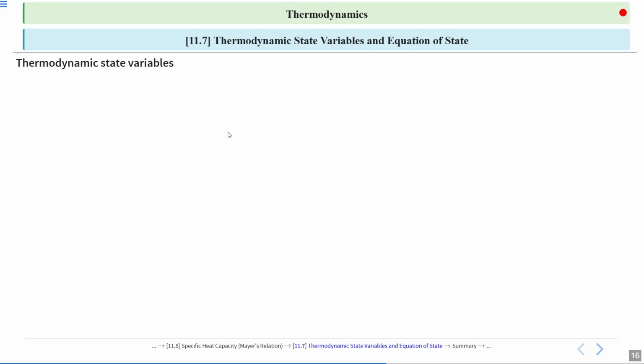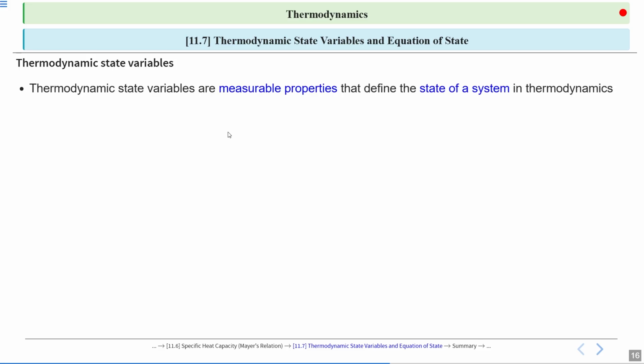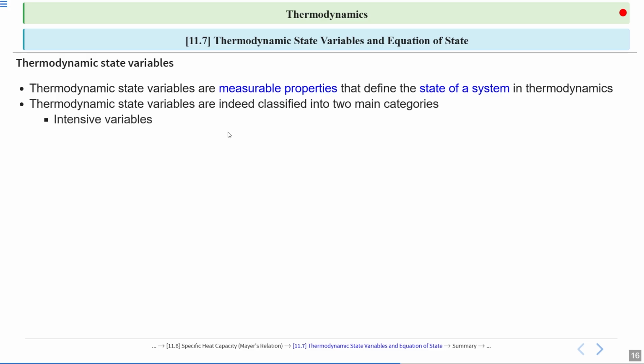Thermodynamic state variables. Basically, thermodynamic state variables are the measurable properties that define the state of a system in thermodynamics. Thermodynamic state variables are indeed classified into two main categories. First, intensive variables, and second, extensive variables. We will learn both one by one.